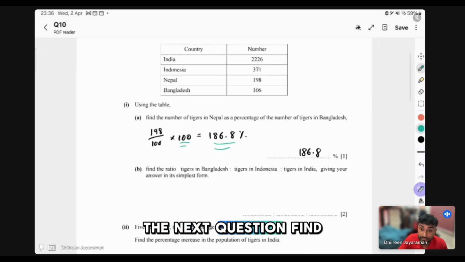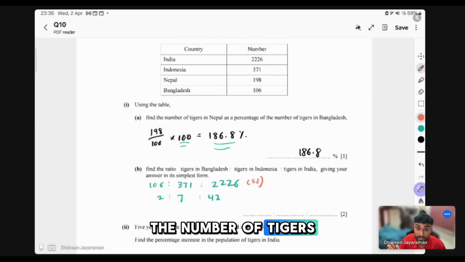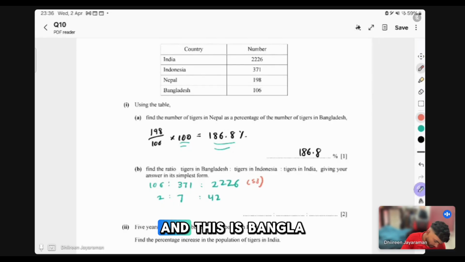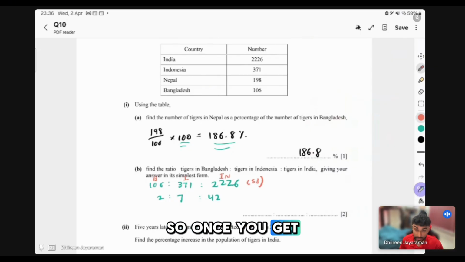The next question: find the ratio of tigers of Bangladesh, Indonesia and India and give your answer in its simplest form. So you write down the number of tigers. This is Bangladesh, this is Indonesia and this is India. Once you get the three numbers, I see that there's a common factor of 53. We divide them and we'll get it in its simplest form of 2, 7 and 42.